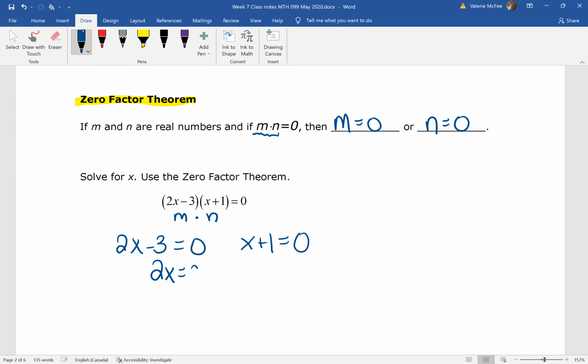Now we just have two linear equations that we know how to solve. Add 3 and divide by 2. And in this one, subtract 1. So we have two possible solutions.